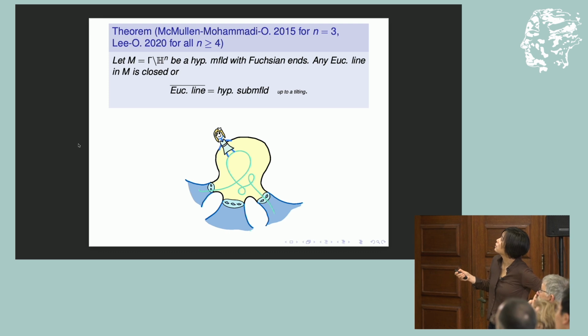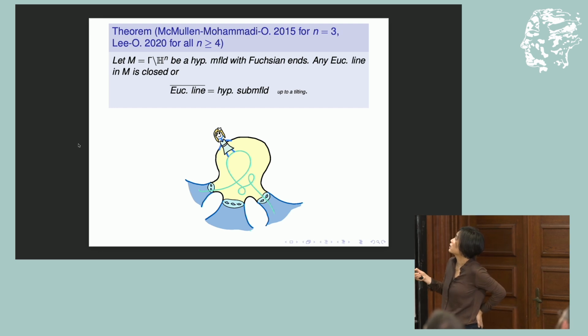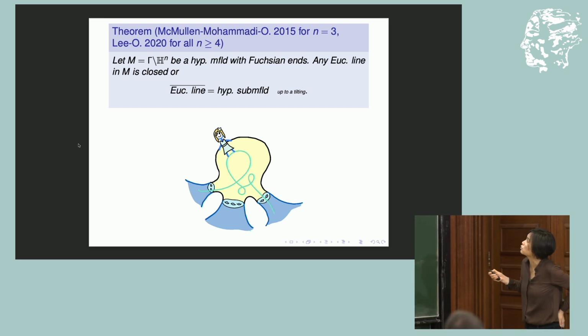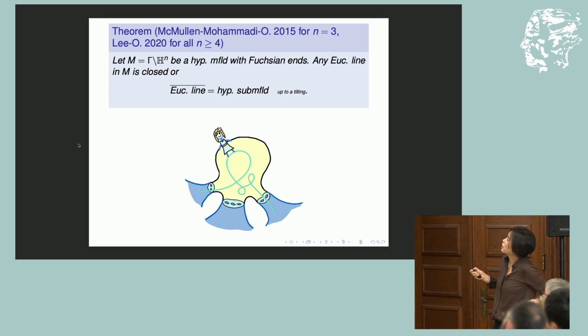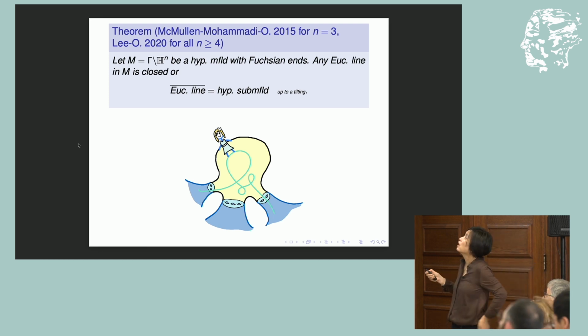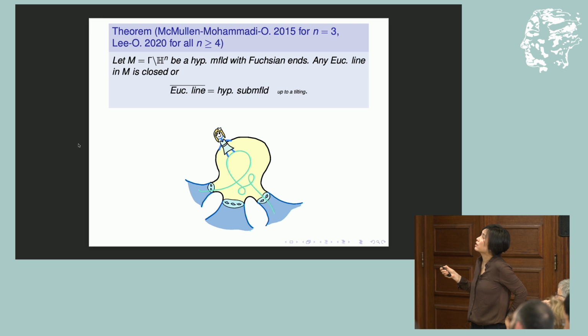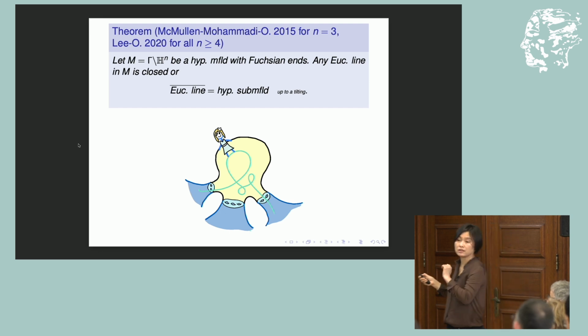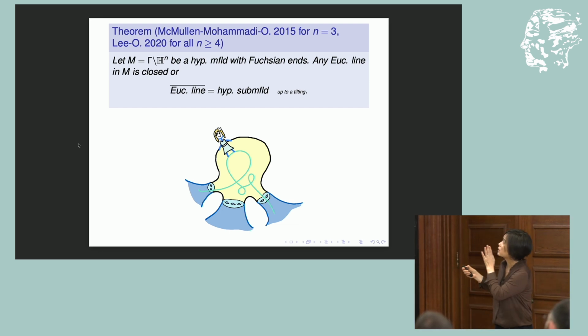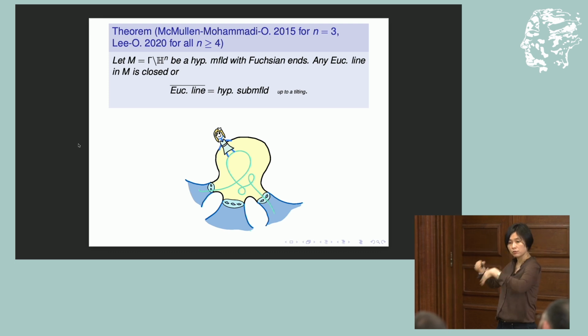So here's a theorem proved with McMullen and Mohammadi in 2015 for dimension 3. The higher dimension case was joint work with my student in 2020, for n bigger than 4. So the statement is this. Suppose we have a hyperbolic manifold with Fuchsian ends. So this is infinite volume. Then any Euclidean line in M is either closed, because this is a possibility, as you can disappear in some flare, or the closure is another hyperbolic submanifold up to tilde. Of course, when I say hyperbolic submanifold, they are not necessarily closed, but it is some hyperbolic submanifold with Fuchsian ends, of a smaller dimension type.